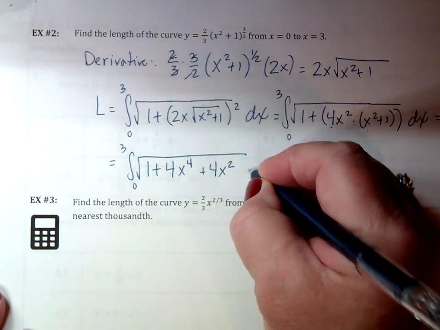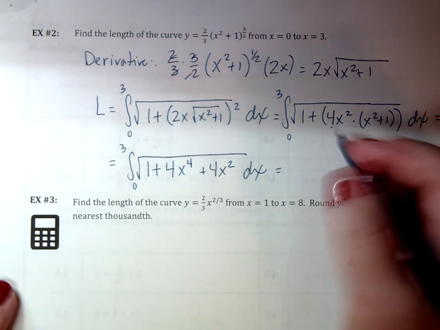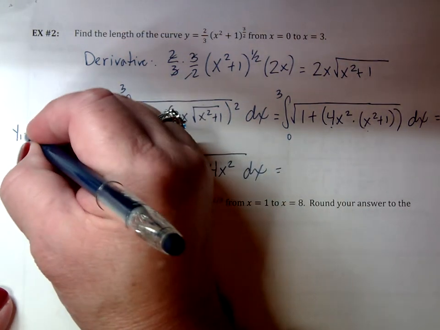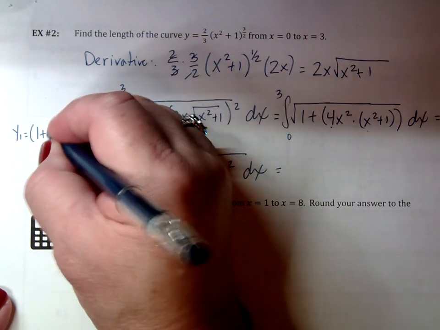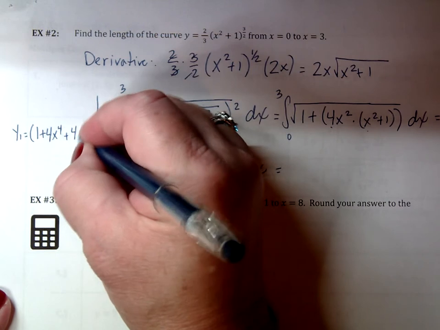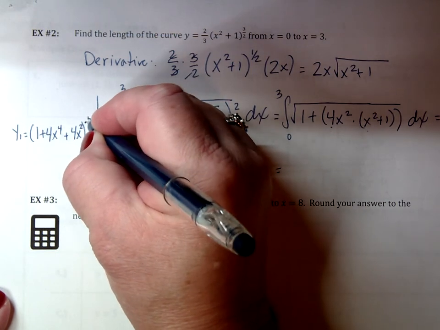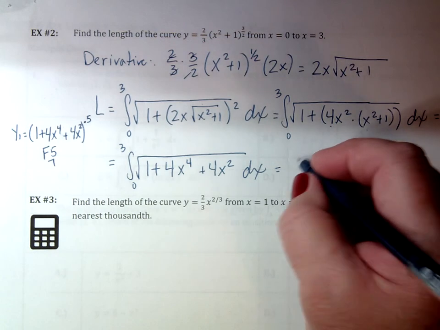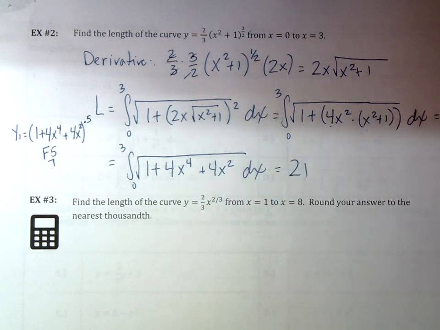Well, that's way better to toss in your calc. So probably the way that I would do this is put it in your y1. Put in your y1, 1 plus 4x to the 4th plus 4x squared, and make that to the 1/2 power, to the 0.5 power. If you do that and then graph it, and then for our calculators, if you go to F5, that math menu, and down to, I think it's number 7, it gives you the integral. It'll ask you what the lower bound is, what the upper bound is. Our bounds are 0 and 3. And then have it calculated out for you. And it's sweeter than sweet. It gives you an answer of 21. So you can pause and try that, but that's the deal.